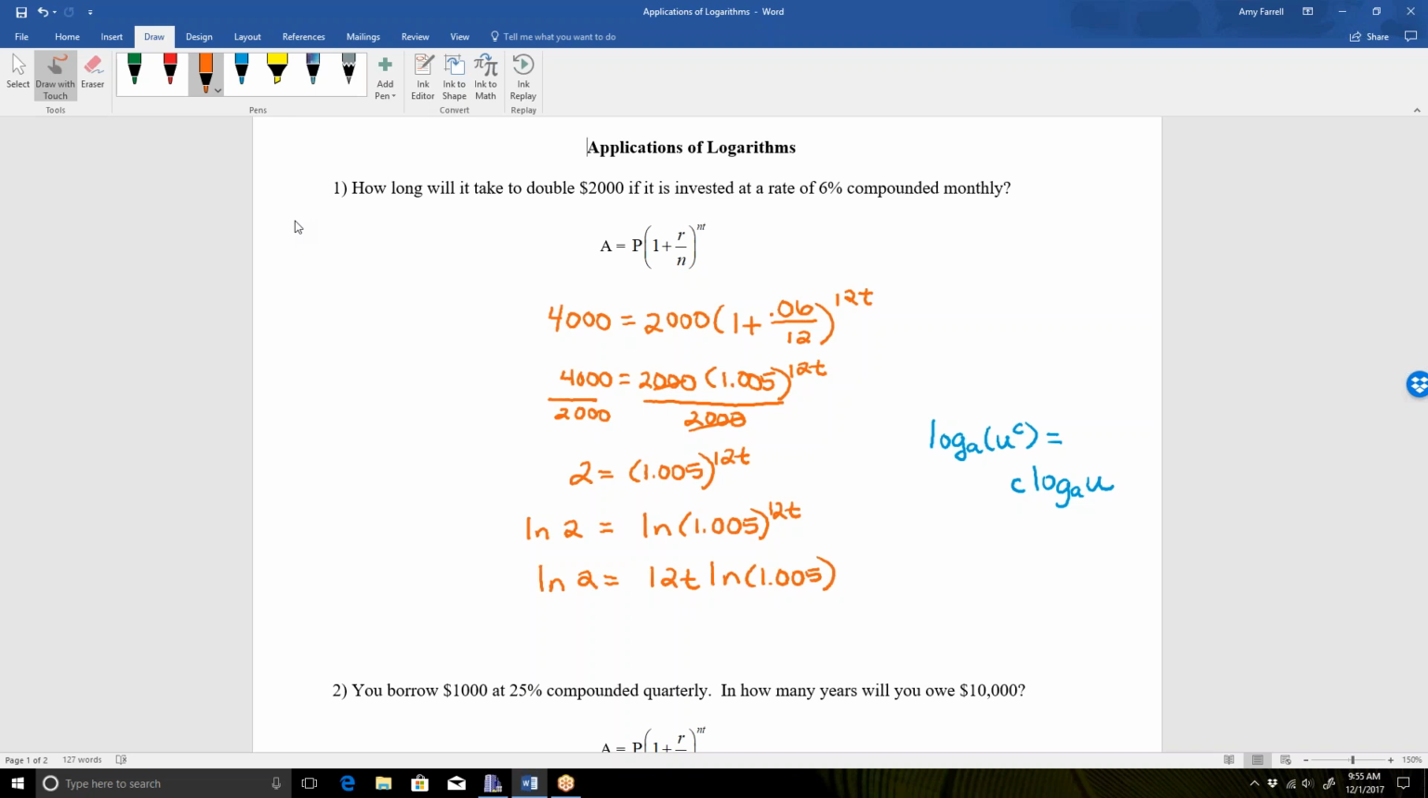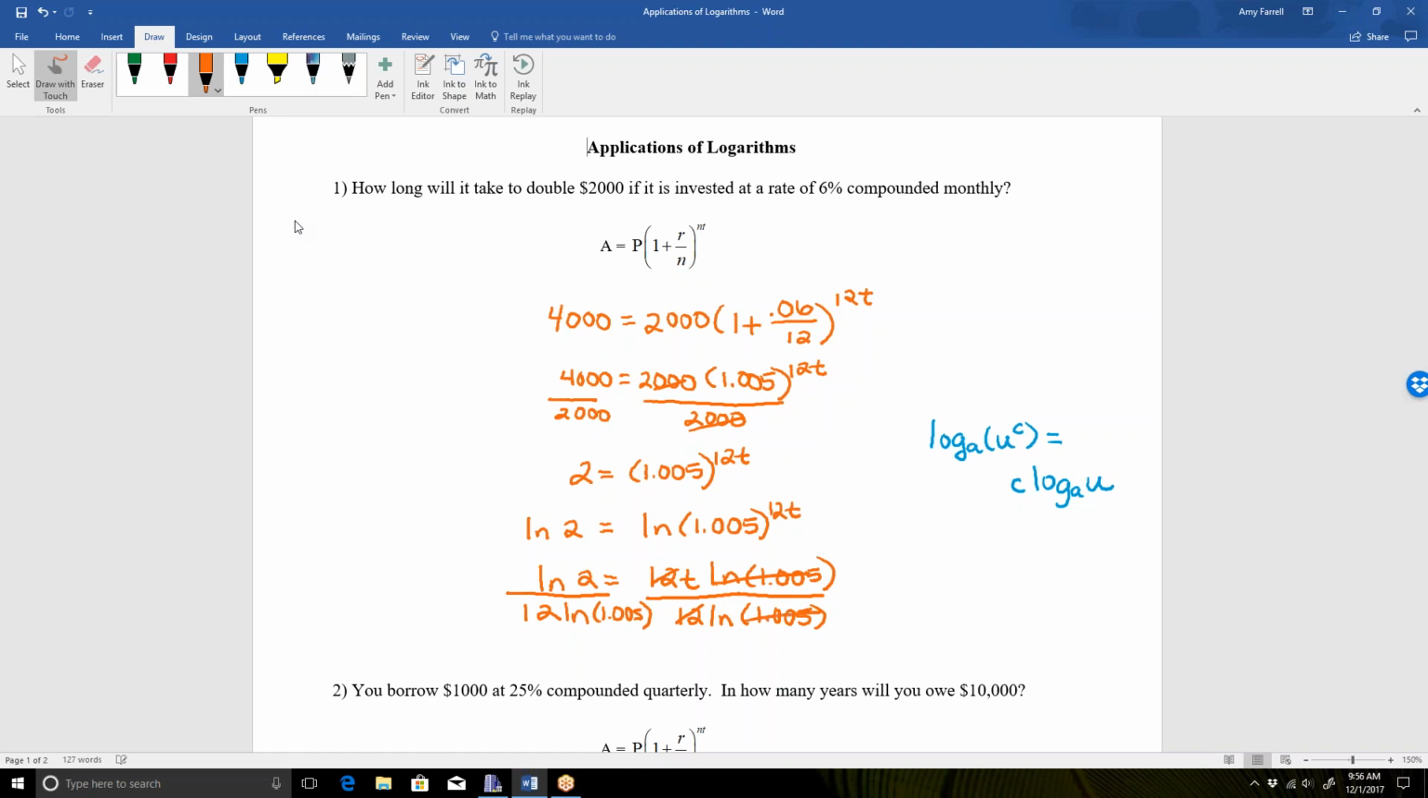All right, the last thing I need to do is isolate my t. So I'm going to divide both sides by 12. That's one thing because I need to get rid of that 12. Okay, that'll help me get rid of this here. But I also need to divide by the natural log of 1.005. I also need to divide both sides by that.